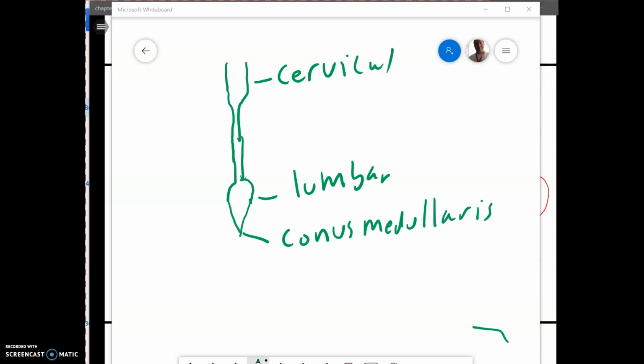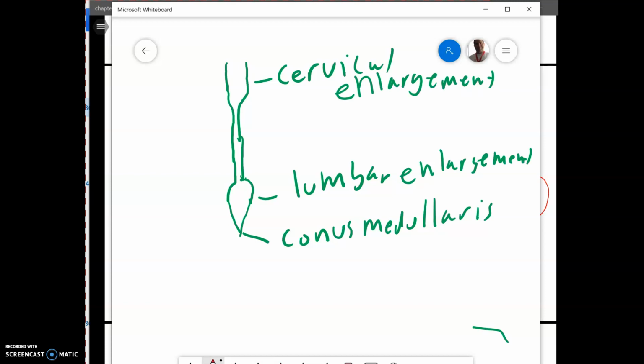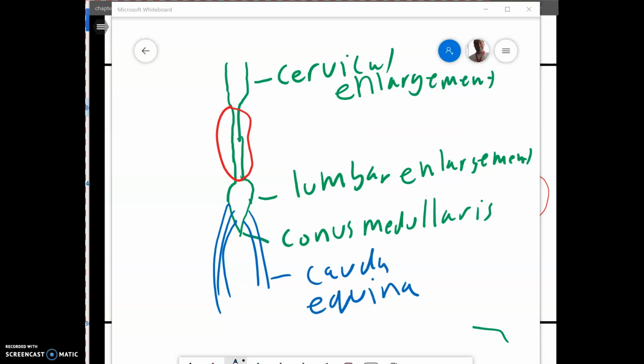So here's the cervical enlargement. Here's the lumbar enlargement right here. So question for you. What would you call this region of the spine right here if this is cervical and this is lumbar? I really hope you said thoracic. Next question. What about all the nerves going down past L2? Remember all these nerves? What were those called? The cauda equina. So they're called the cauda equina.